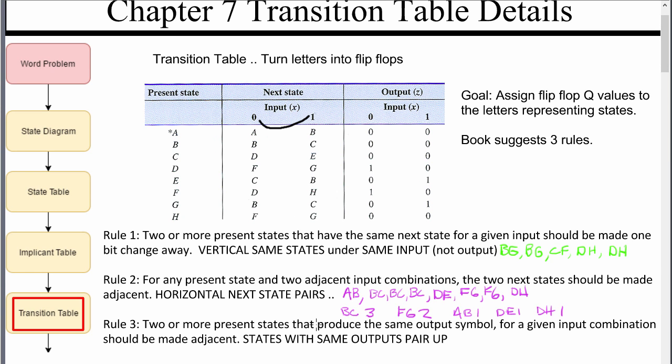Okay, and then the final rule is to try to match up states with the same output. So A, B, C, and H all have 0, 0 as output. D and F have a 1, 0, and then E and G have a 0, 1. So this is the priority system for creating our state assignment.